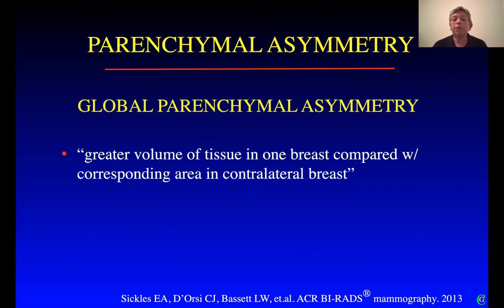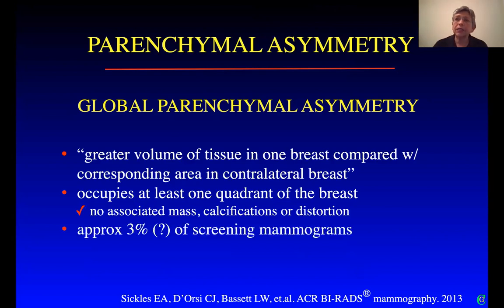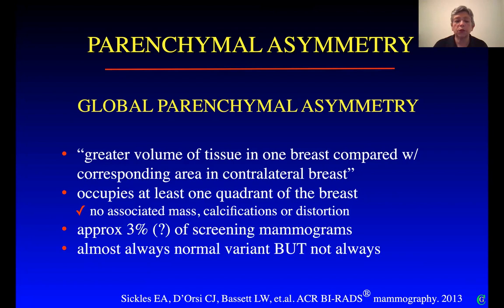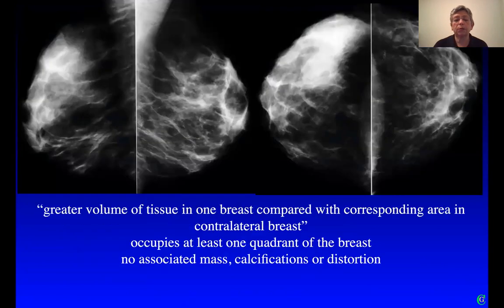Now, what about global parenchymal asymmetry? This is a greater volume of tissue in one breast compared with the corresponding area in the contralateral breast. It occupies at least one quadrant of the breast. There is no associated mass, calcifications, or distortion. You're going to see this in approximately 3% of your screening mammograms. It's almost always a normal variant, but not always. So again, evaluate the tissue carefully for any associated calcifications, distortions, or masses. And this may be seen in conjunction with asymmetric breast size.